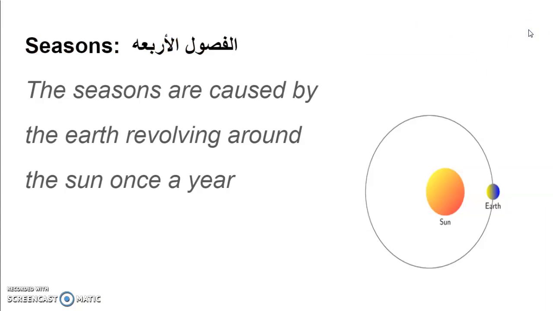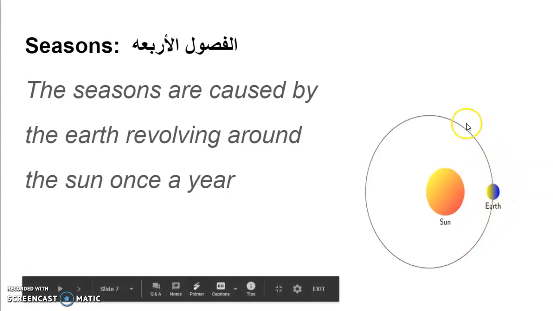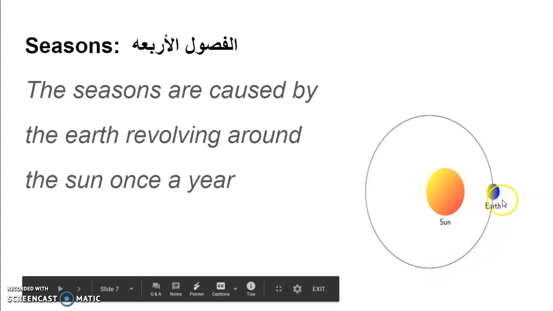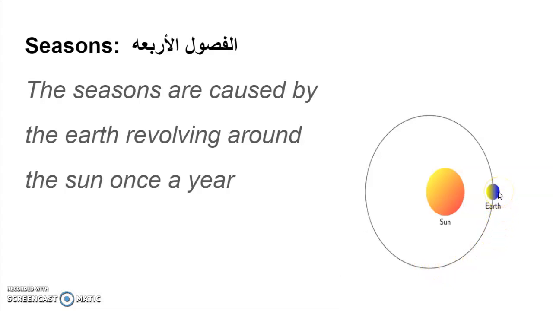We have 4 seasons. The 4 seasons are caused by the earth revolving around the sun once a year. لما الفصول الأربعة بتتكون كيف؟ بتتكون نتيجة دوران الأرض حول الشمس مرة بالسنة. Look here. If it begins from here, it goes, revolves. The earth is revolving around the sun. This orbit takes 1 year. At the same time, here we have the 4 seasons which are caused by the earth revolving around the sun once a year.